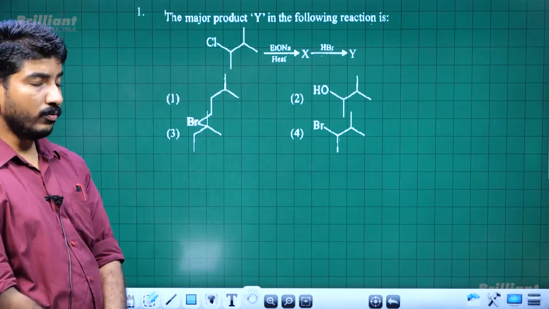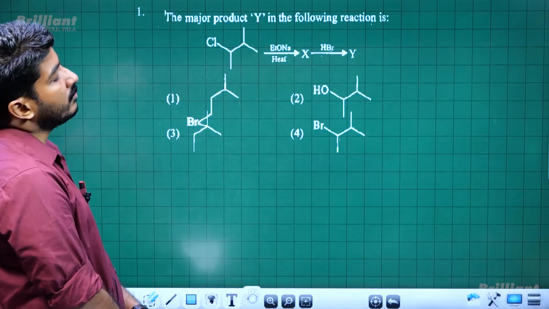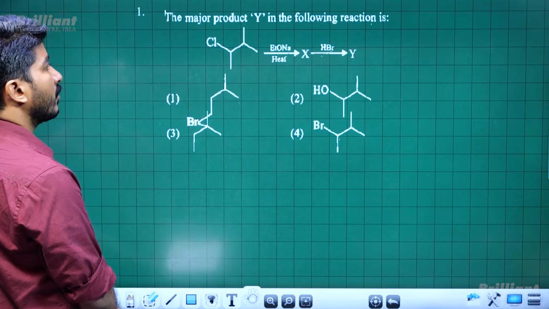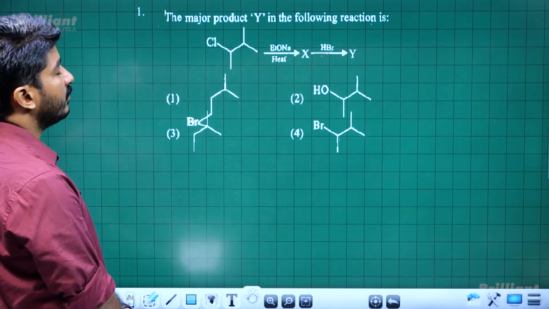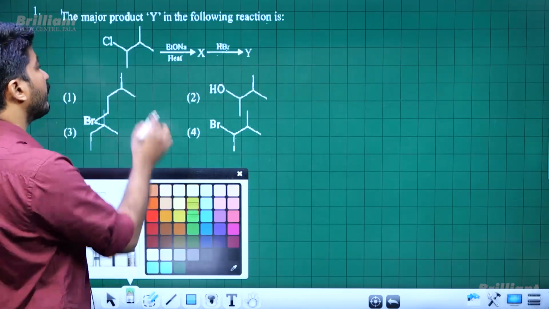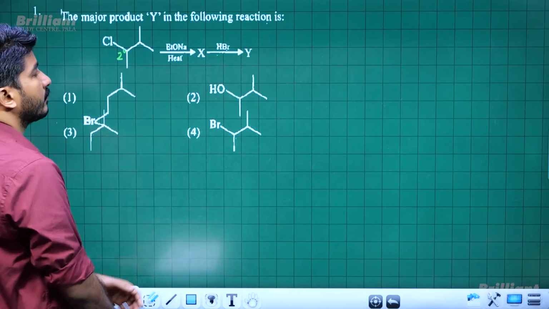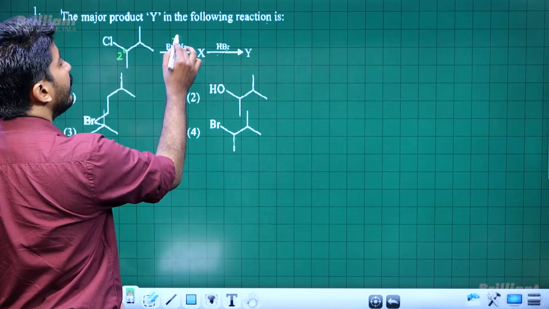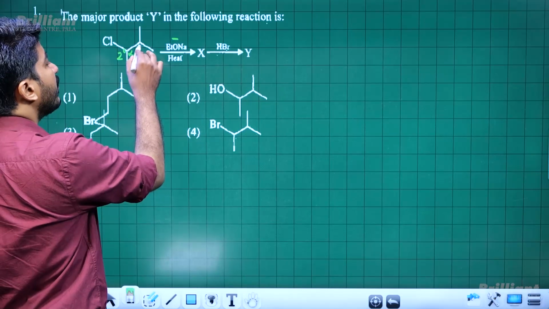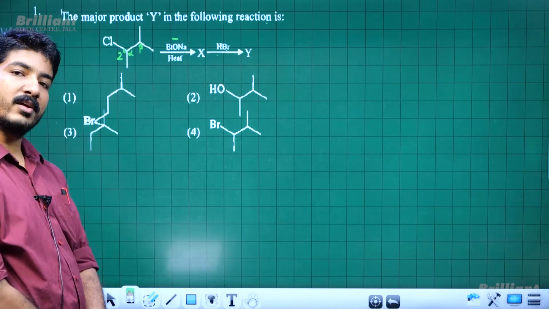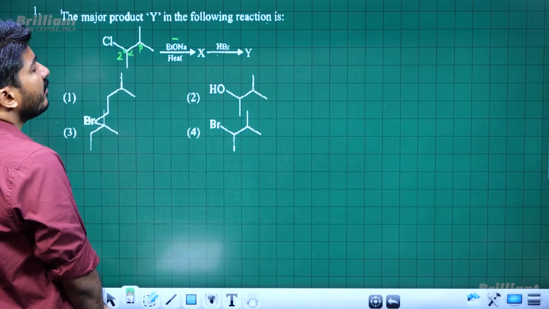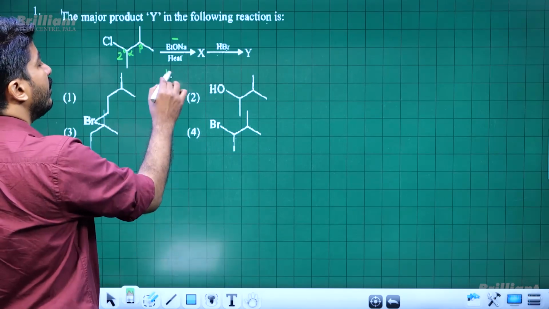So we have made every tool ready. We will be using those tools to predict the products of these reactions. The major product Y in the following reaction is... we can see a secondary haloalkane, and we can see ethoxide, which is a strong nucleophile and strong base, and we can see that the beta carbon is crowded also. It has a methyl group also. Therefore, we are fairly clear that this is going to give us an elimination reaction.